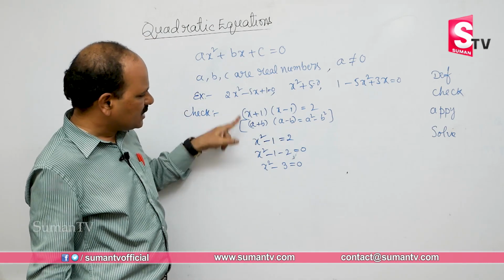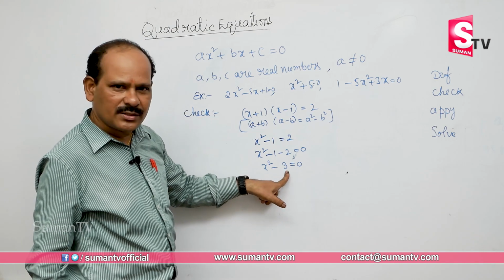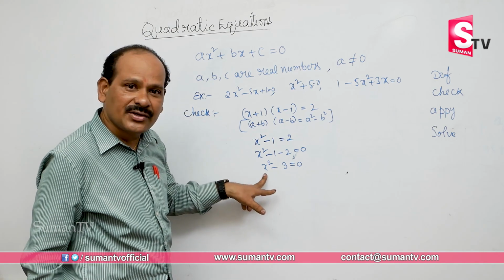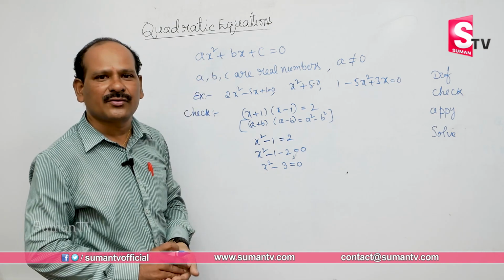So, this is in the form of ax square, the x term is missing, and the constant is there. Anyway, the x square term is present here, so we can say it belongs to quadratic equation.